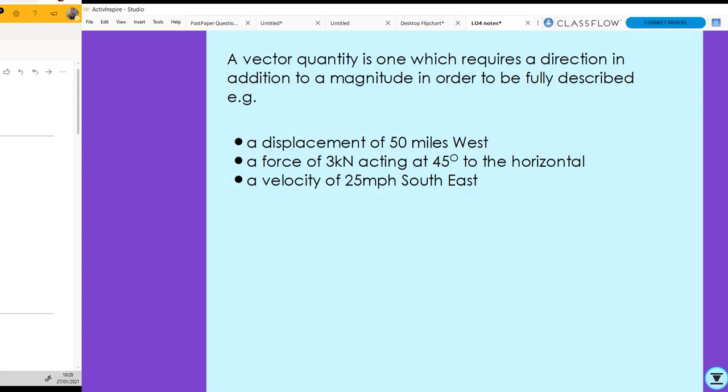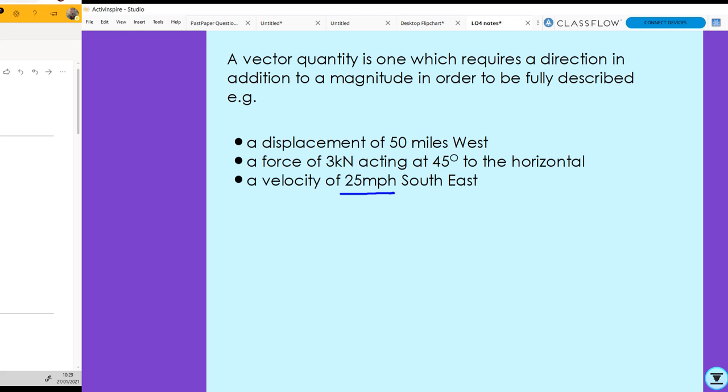So a vector quantity is one which requires a direction as well as a magnitude in order to be fully described. So an example here, distance is a scalar, but displacement is a vector because you get the distance travelled, 50 miles, and a direction, west. A force of 3 kilonewtons acting at a 45-degree angle to the horizontal is a vector because it's got a magnitude and direction. Velocity is the vector, speed is the scalar, because a velocity has a speed, 25 miles per hour, that magnitude part, and direction, south-east.